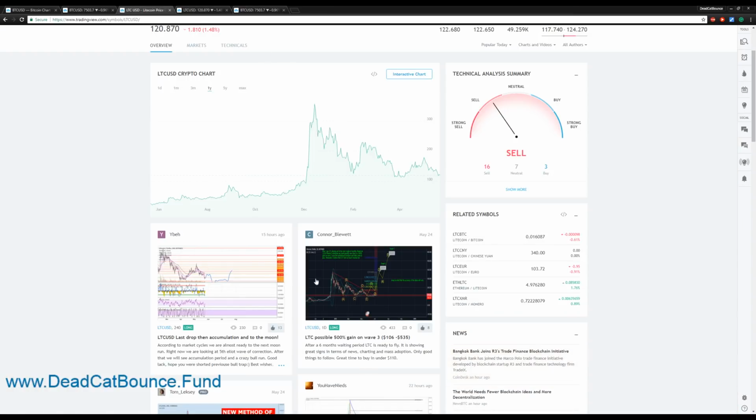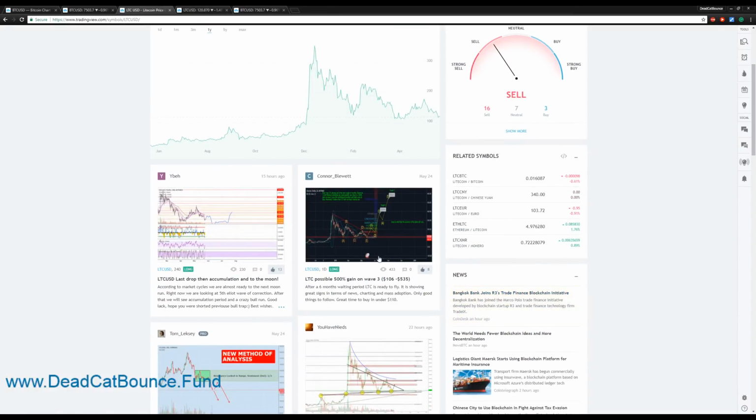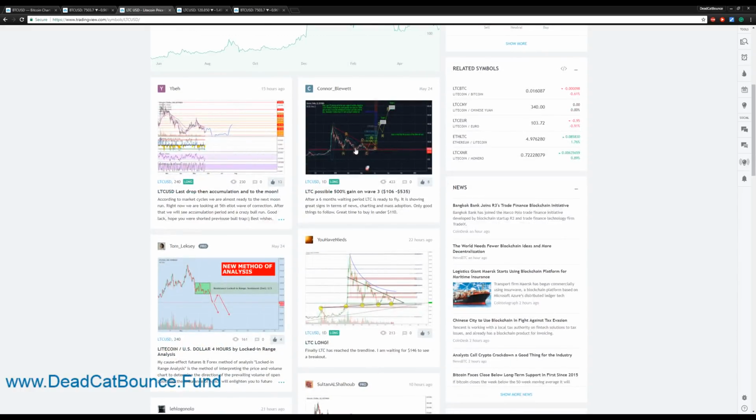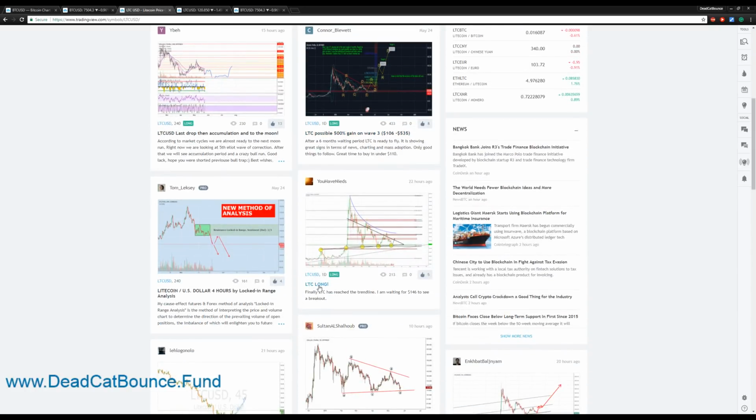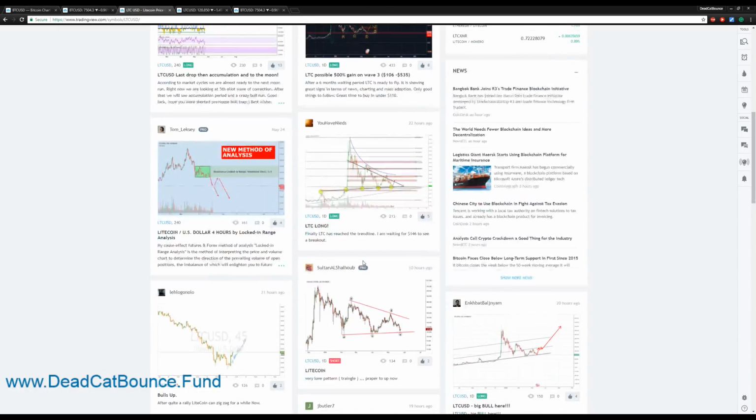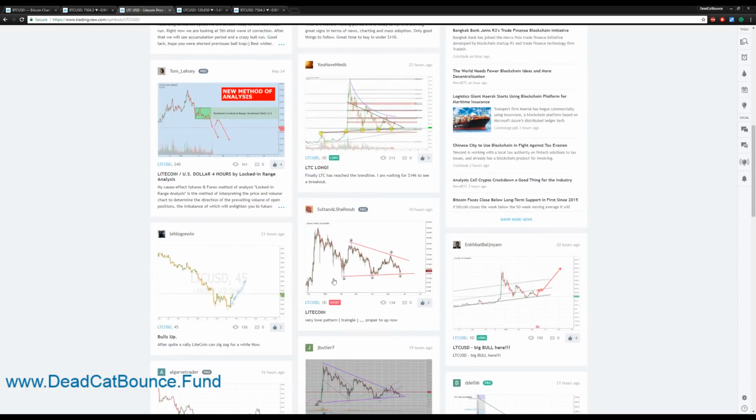For example, many people are looking at similar levels. They're looking at horizontal levels, most of them, but pretty much they are expecting a move to the upside. They are waiting for another huge bounce, and now the price of Litecoin goes to 500% on wave 3. So Litecoin long, now they want to go long here. It's kind of amazing.